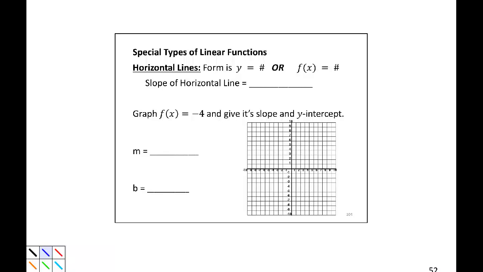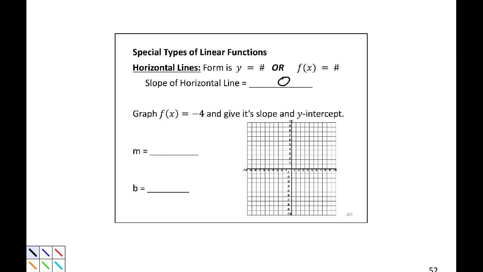Let's discuss some special types of linear functions. We have two. Horizontal lines, which are of the form y equals a constant, or f of x equals a constant. The slope for a horizontal line, as we have already covered, is equal to 0.